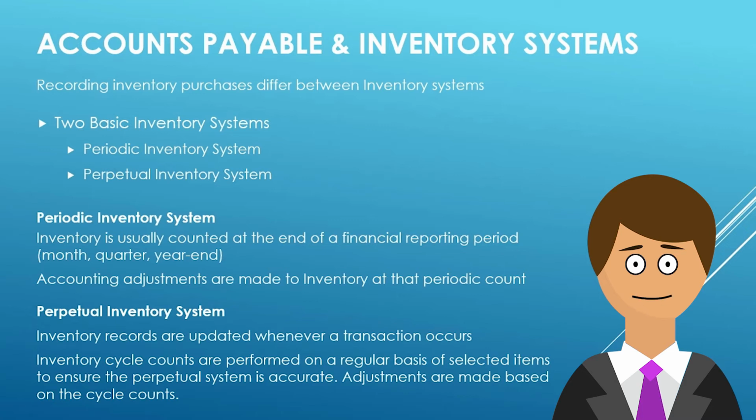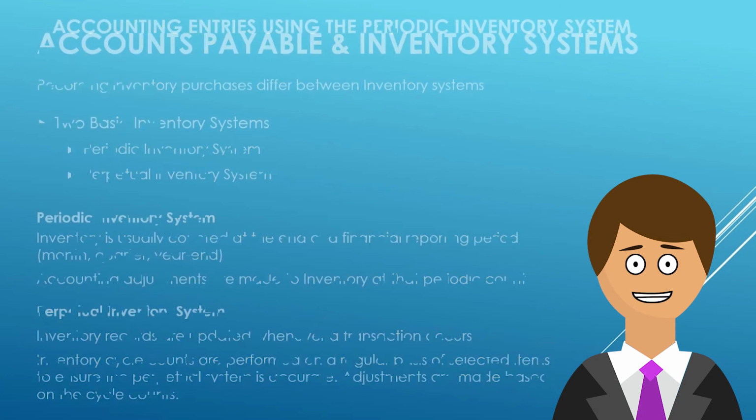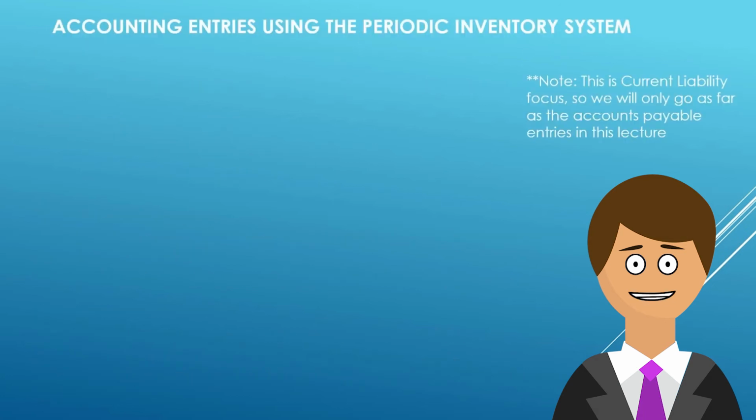So that's the basic difference between a periodic inventory system and a perpetual inventory system. But let's get to the point of how it affects accounts payable. So let's first review the periodic inventory system. And again, this is a current liability focused video, so we're only going to go as far as the accounts payable transactions. So if you want to see lectures further on how it affects cost of goods sold and inventory, you can look at those videos on inventory, cost of goods sold, perpetual versus periodic and whatnot. But we're going to focus on accounts payable right now.